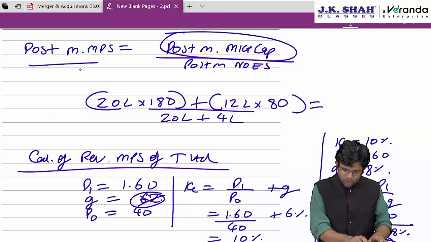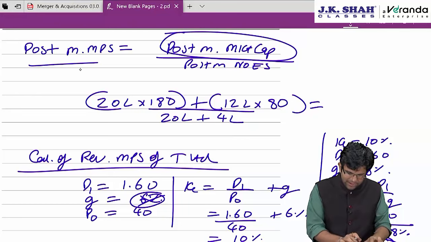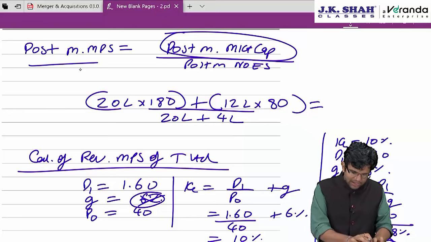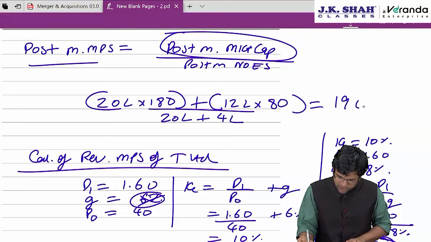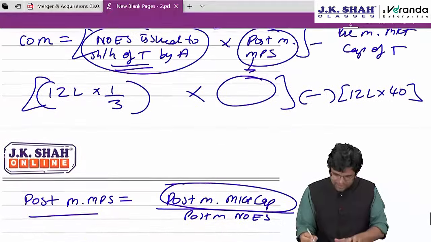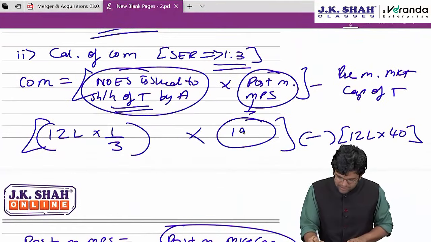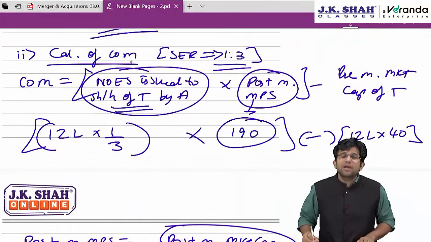Can we start? So on the calculator, 20 into 180 M plus, 12 into 80 M plus, MRC, divided by 24, I get the post-merger market price per share as rupees 190, which, students, I hope you understand, I will post here to find the cost of merger.